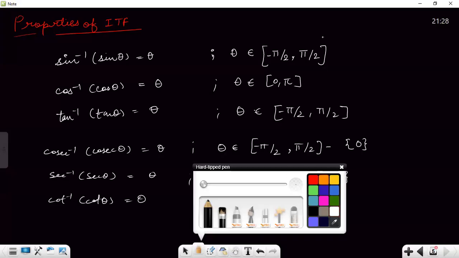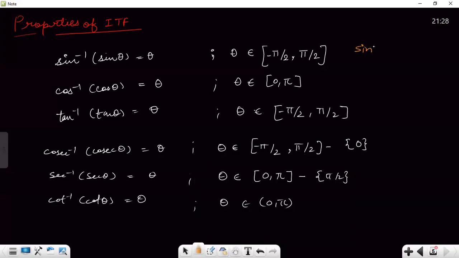Let me give you an example. Sine inverse of sine pi by 6 can be written as pi by 6 directly. There is no issue in writing like this.